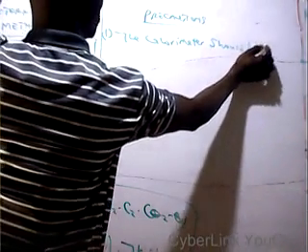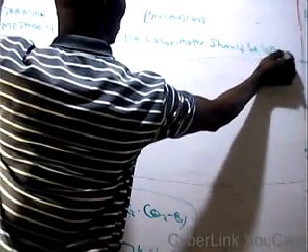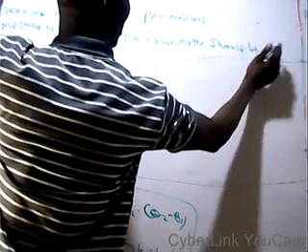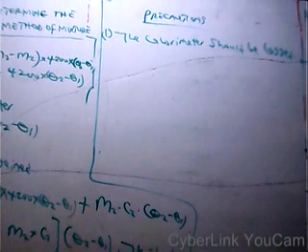should be properly lagged. I think you know the meaning of lag. Properly lagged, that is, it must be properly insulated. The calorimeter should be properly insulated or lagged.